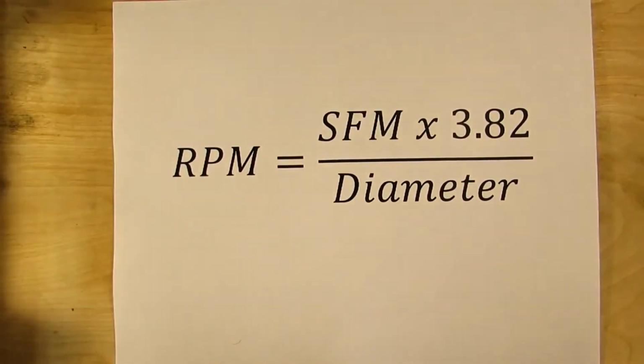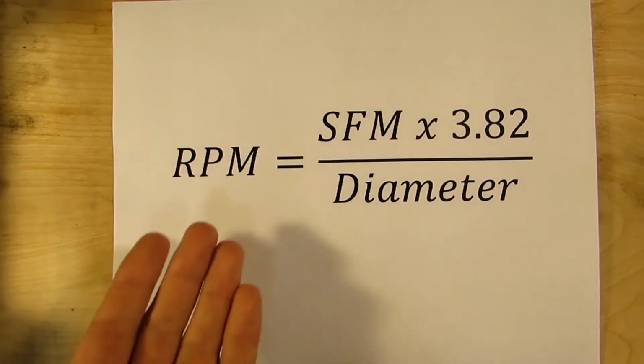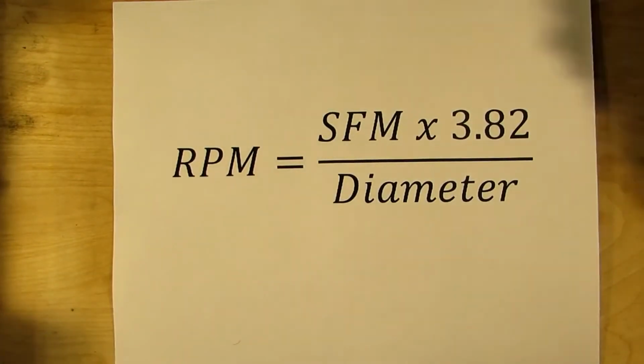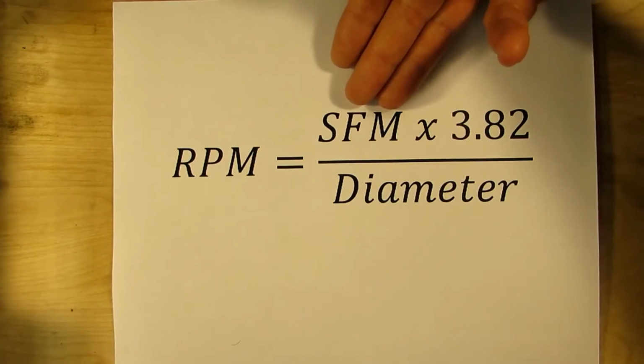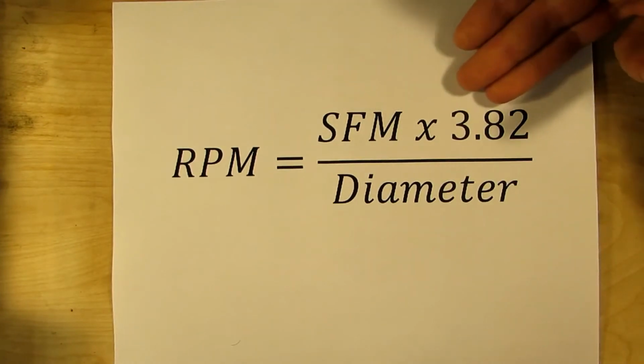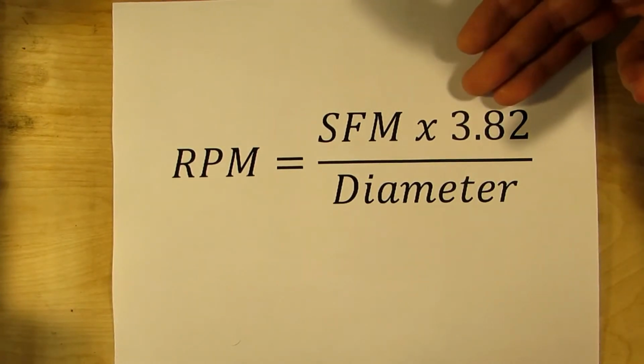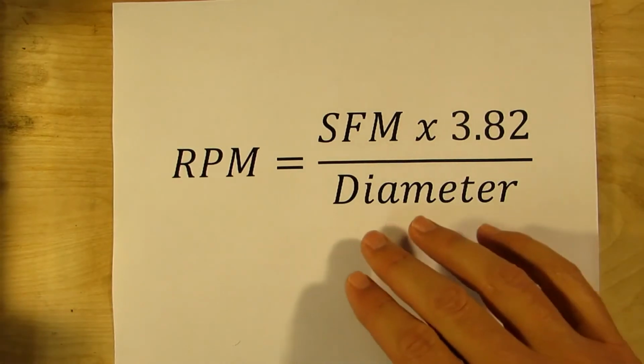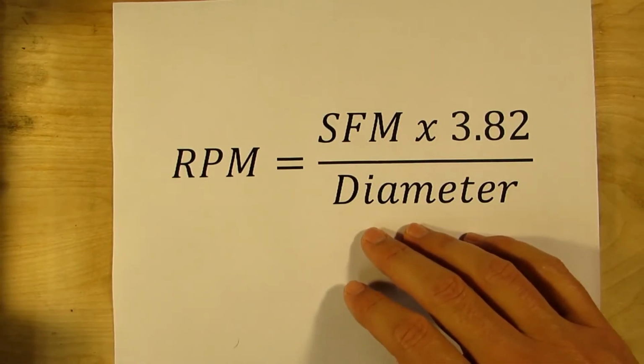So how do we turn our SFM chart into the RPM of the machine? Well, we have to use math. Here's our equation. Our revolutions per minute will equal our surface feet per minute, and that's dependent on your material, times 3.82. That's a constant. I'll talk about that in a second. And then divide that by the diameter.